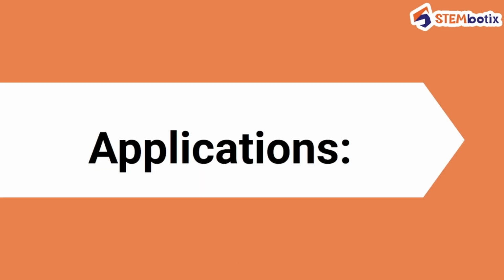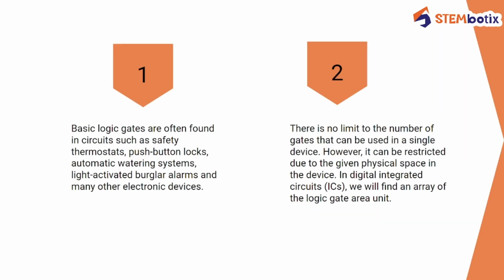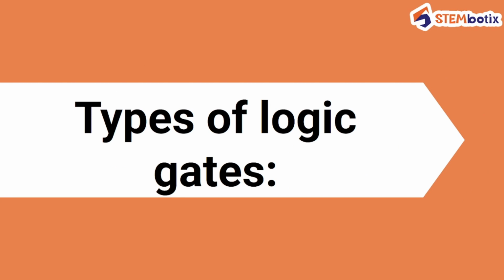Now let's see their applications. Where are these types of logic gates used? They are mostly found in circuits such as safety thermostats, push button locks, automatic watering systems, light activated burglar alarms, and many other electronic devices. You can see the different logic gates. After seeing the applications, let's see the different types of logic gates.